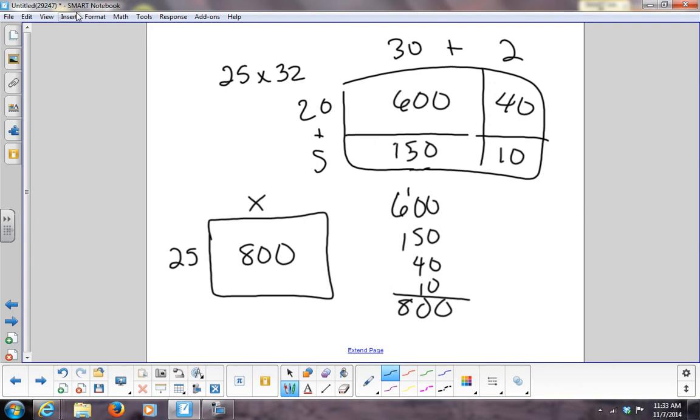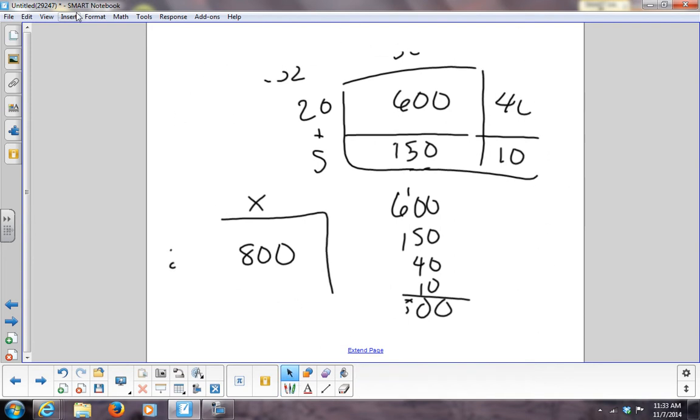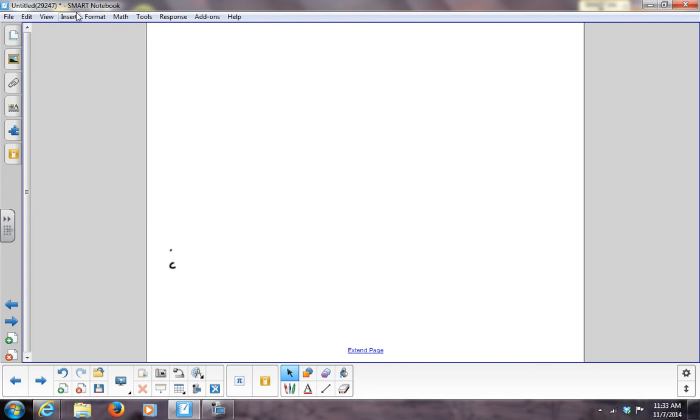All right. So that's what we're going to be kind of doing today. What we did yesterday was to kind of set us up for partial quotients.